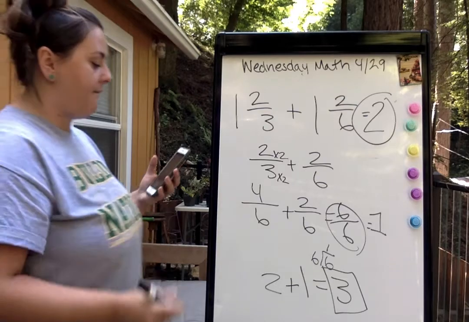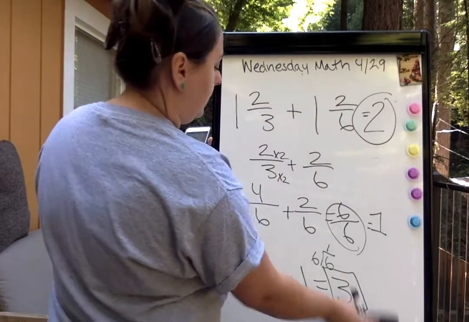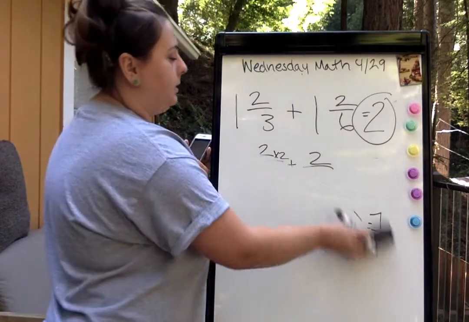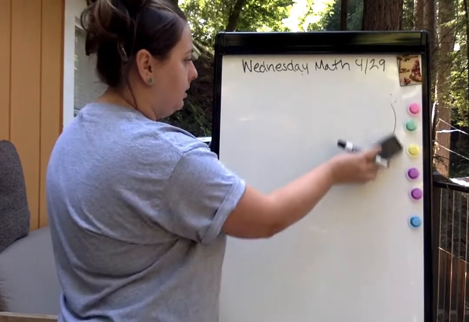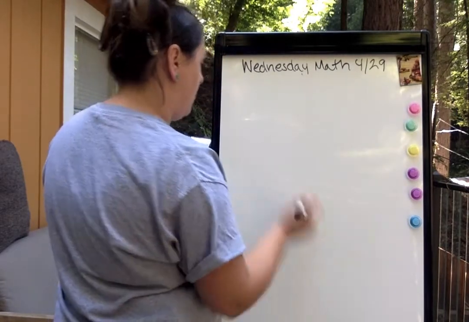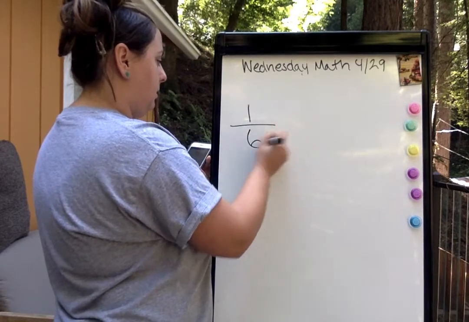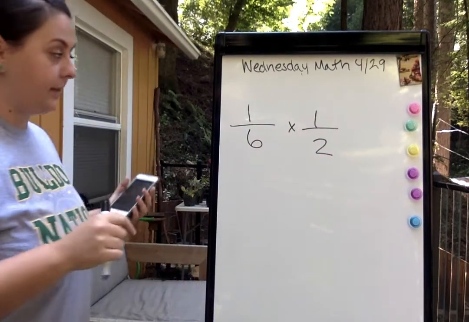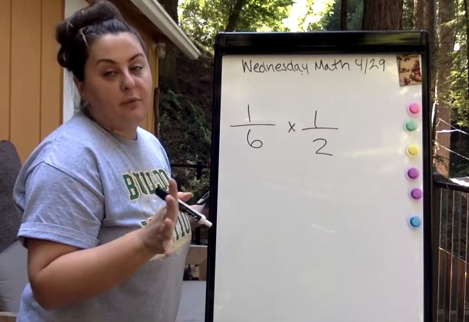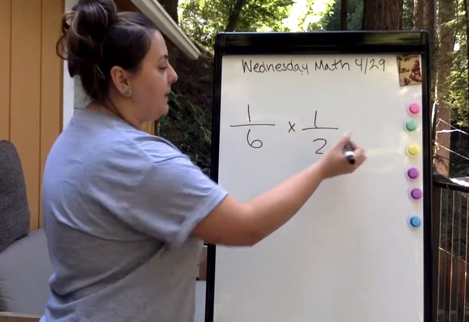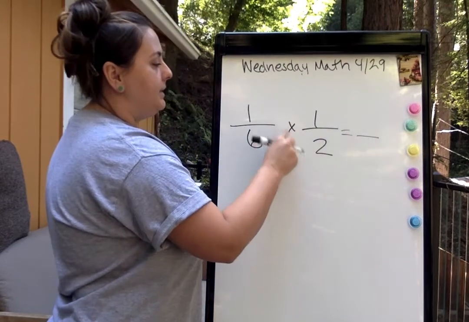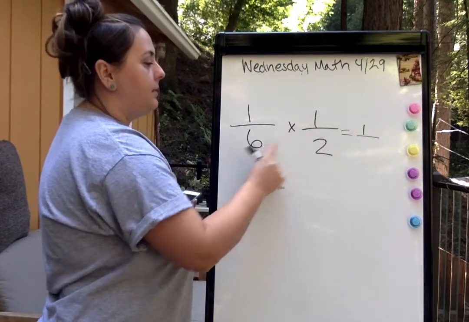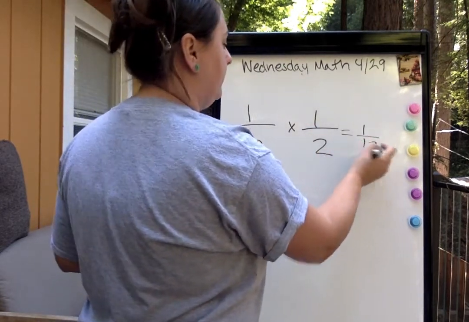Now we're asked to find a product. Now that's screaming multiplication. So 1/6 times 1/2. And we're asked to simplify the answer. Multiplication of fractions. Multiply the top, multiply the bottom. 1 times 1 is 1. 6 times 2 is 12.